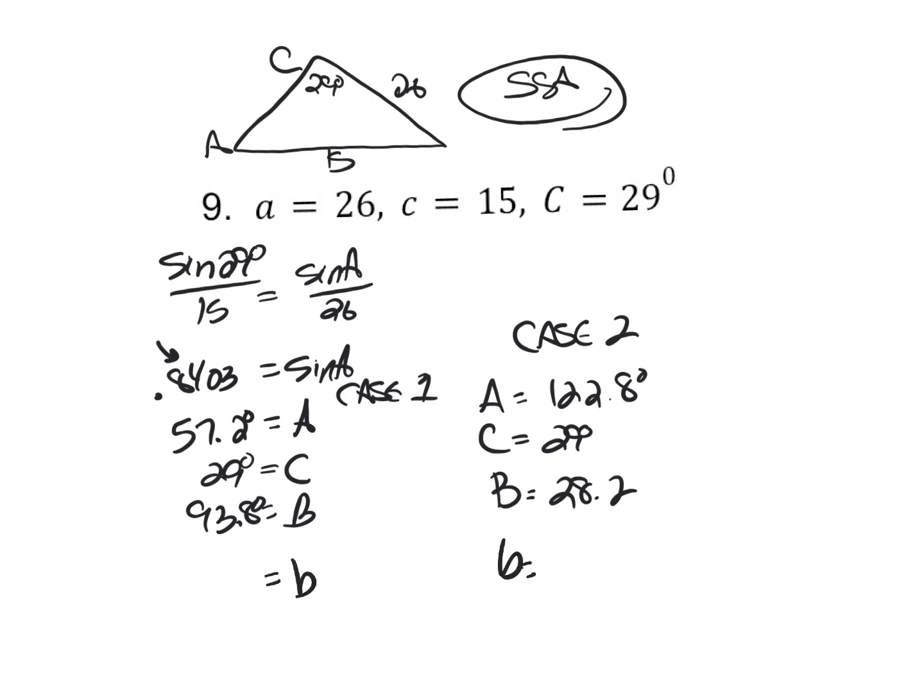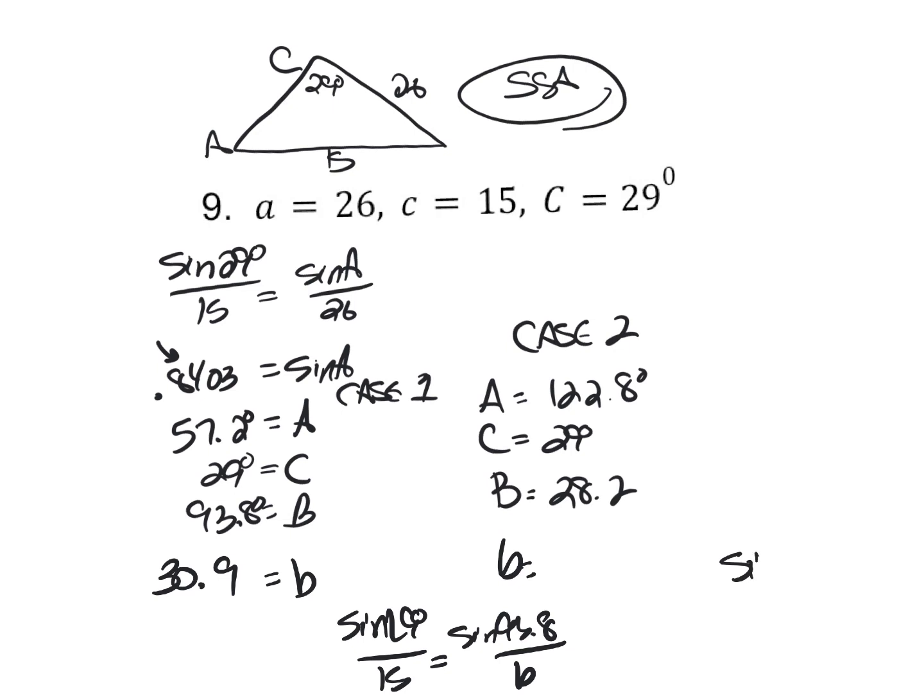So what I'm going to do is use what they gave me again. On case 1, I'm going sine 29 over 15 equals sine 93.8, which is the big B, over little b. I'm just going to cross multiply real quick and divide that. 15 times sine 93.8 divided by sine 29. That's giving me 30.79. I'm going to do the same thing over here.